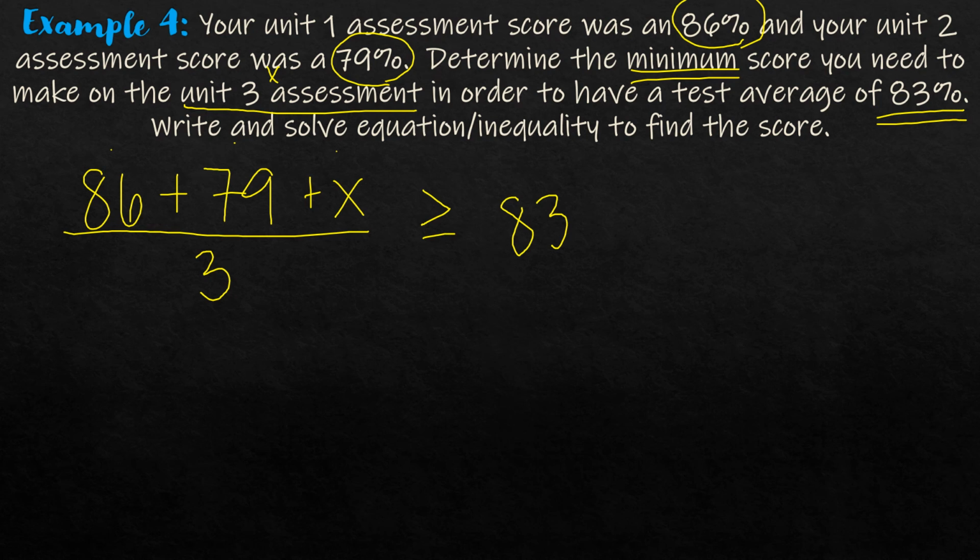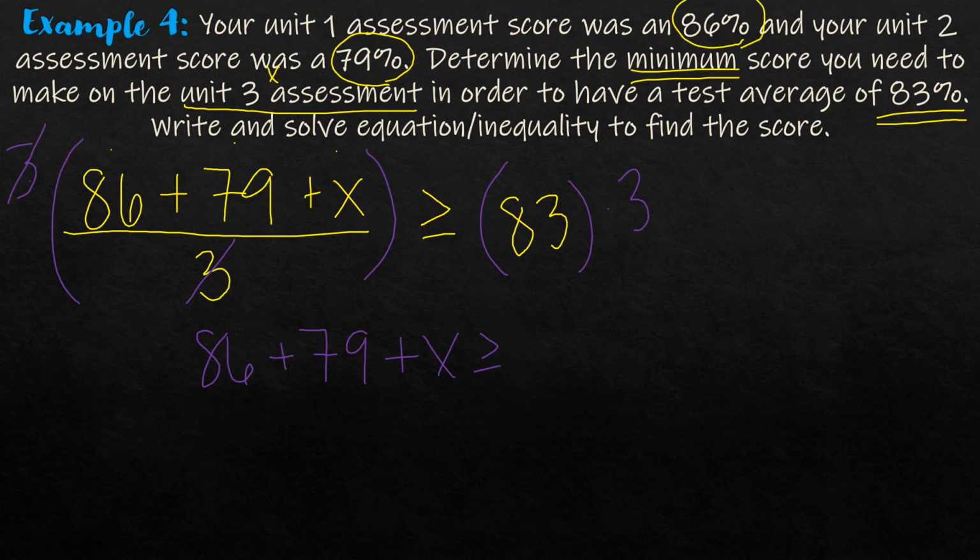And now I'm going to solve this. So to get rid of the fraction, we can first multiply by 3. And that will cancel out the denominator, and then multiply the other side by 3. So I get 86 plus 79 plus X is greater than or equal to 249. And again, on this side over here, these cancel. So there's nothing to distribute to the numerator except a 1, because 3 divided by 3 is just 1, which would leave them the same.